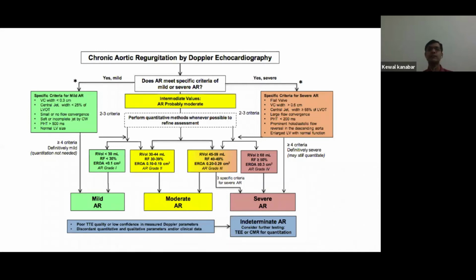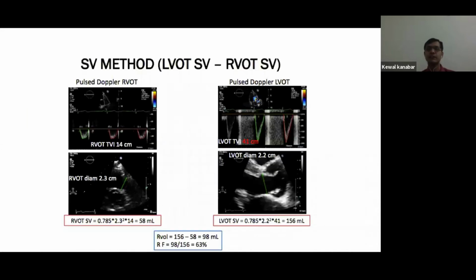This quantitative assessment of aortic regurgitation includes calculation of regurgitant volume and regurgitant fraction. Basically, regurgitant volume is calculated as left ventricular stroke volume minus either right ventricular stroke volume or flow across the mitral valve. This is calculated using the continuity equation. We calculate the RVOT stroke volume as demonstrated on the left, 58 ml, and LVOT stroke volume. LVOT minus RVOT stroke volume gives us the regurgitant volume, and regurgitant volume divided by the stroke volume gives us the regurgitant fraction.